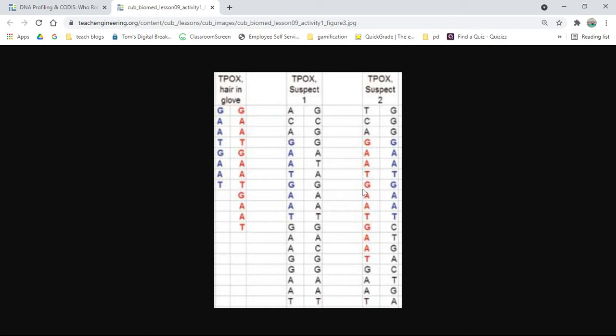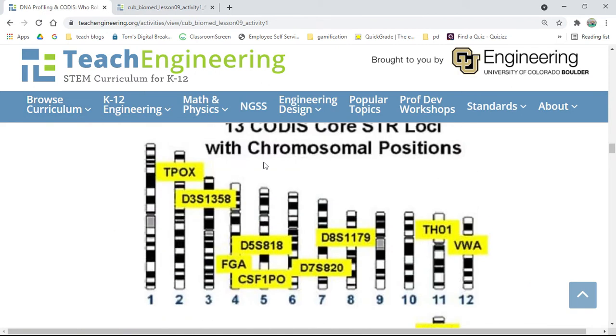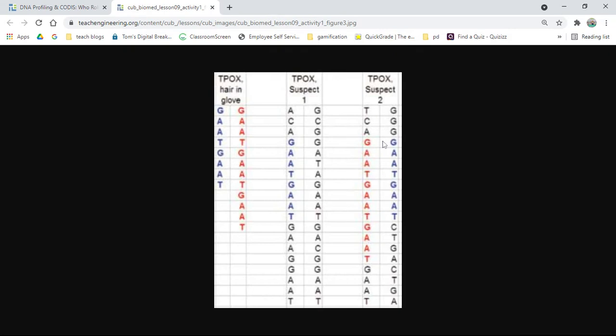Suspect 2, however, and this is just for that one area, right? They will look at all these areas. Suspect 2, though, you can see matches in this area exactly with this one, and matches in this area exactly with this one. So suspect 2 at this point has a 2-point match. So in looking at these two suspects, if this is just the information we have, it is much more likely that suspect 2 is the person who robbed the bank rather than suspect 1, because there's a better match.